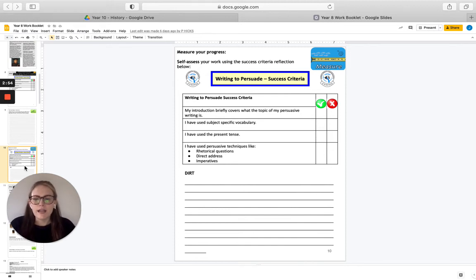Okay, now that you've done that, what I would like you to do is have a look at the DIRT task. Now, we all know that DIRT tasks are improvement tasks, so they're times for us to reflect on our own work and to use that to actually improve our work.